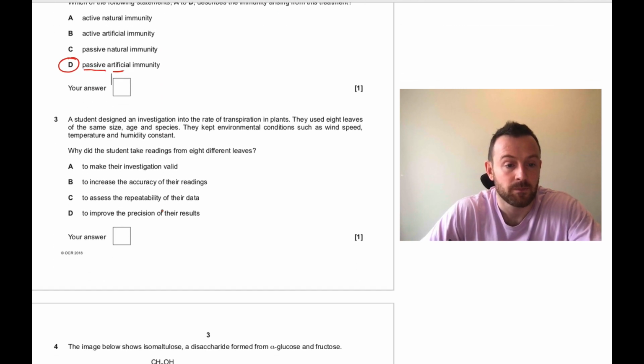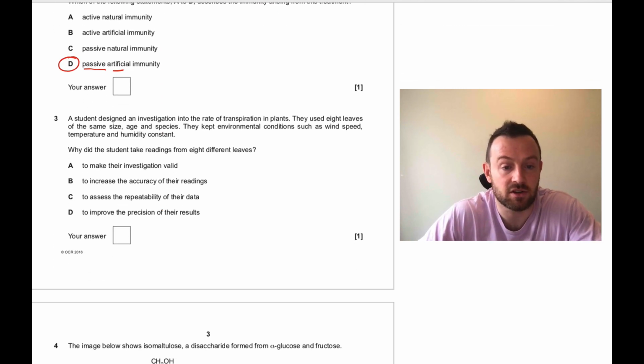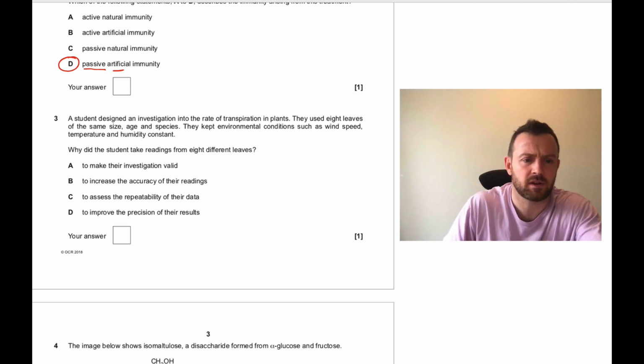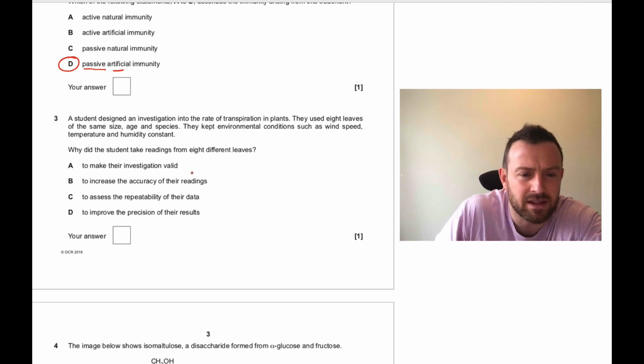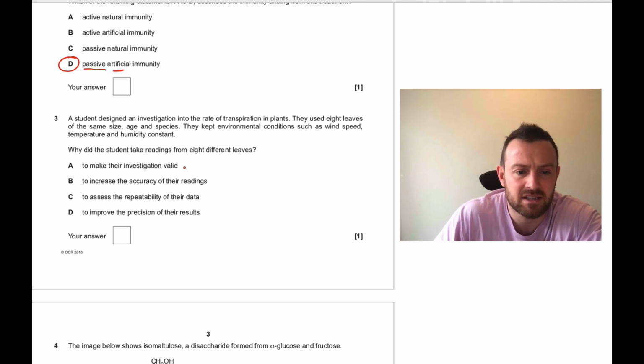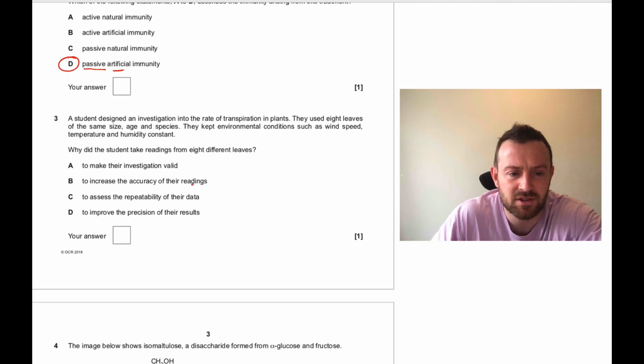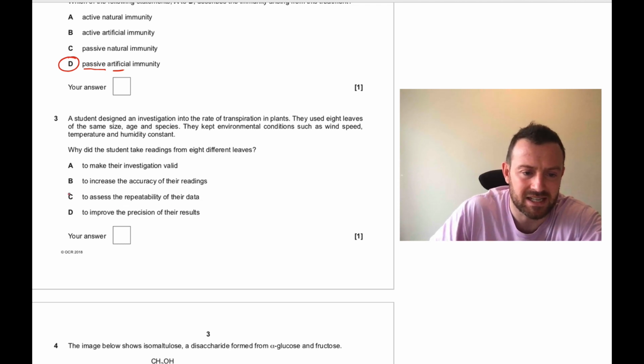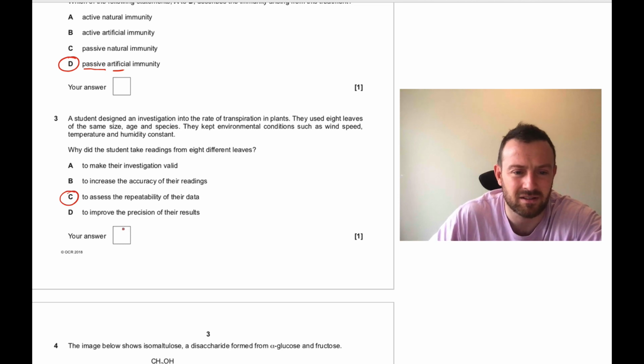On to 3. A student designed an investigation into the rate of transpiration in plants. They used 8 leaves of the same size, age, and species. They kept environmental conditions such as wind speed, temperature, and humidity constant. Okay, so this is a question about how science works. To make the investigation valid, to increase the accuracy of their readings, to increase the repeatability of their data, to improve the precision of their results. I would say repeatability is the best one.